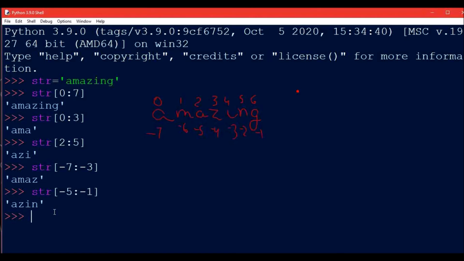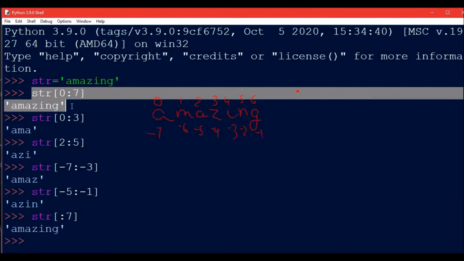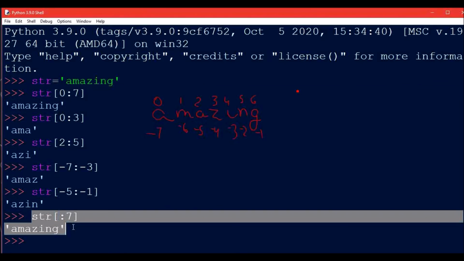Now instead of passing two indices in the slicing, we can also pass one single index. Like if I write str and in the brackets I write :7, in this case the default is treated as 0 only. So the answer will be the same if we write str[0:7] or if I write str[:7]. So both the cases are the same.